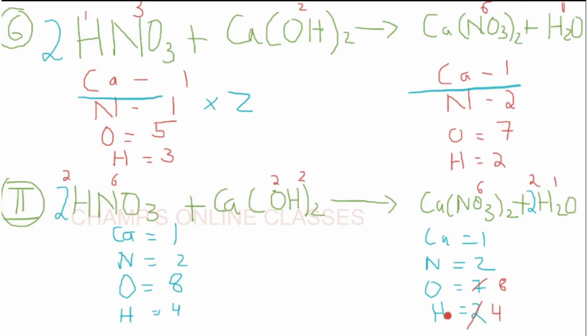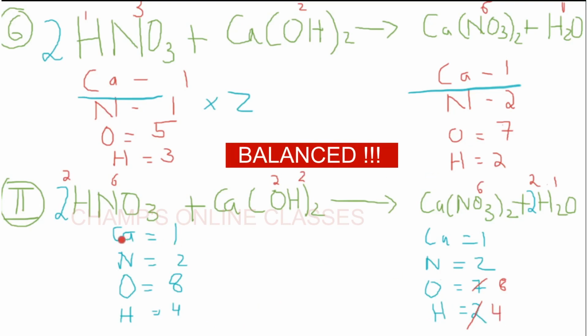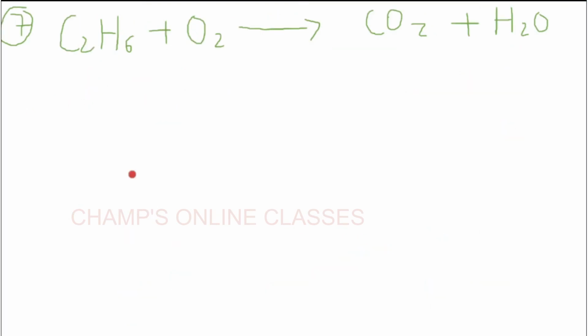Here we can see both hydrogen and oxygen are balanced and there is no change in number of calcium and nitrogen too. So our equation is balanced. This is our seventh equation. Now this equation is a bit tricky, so please pay all your attention.